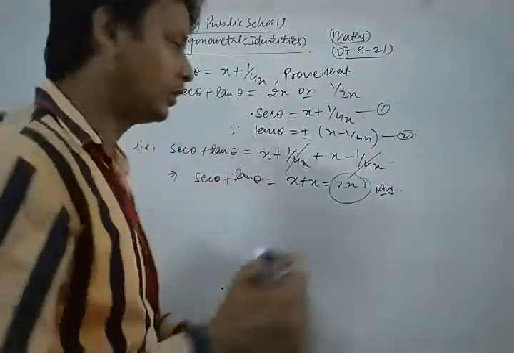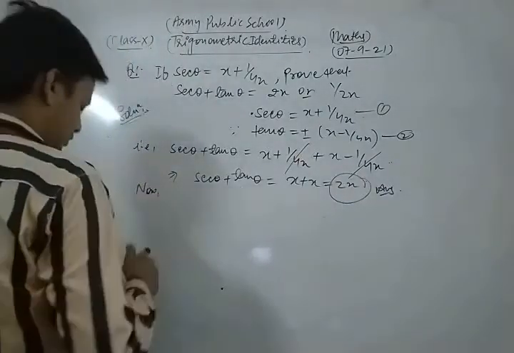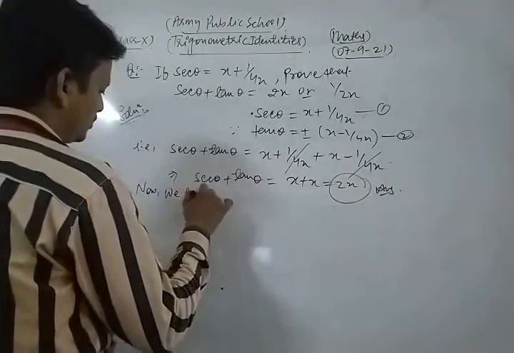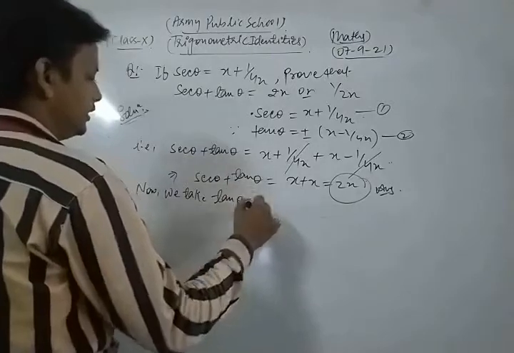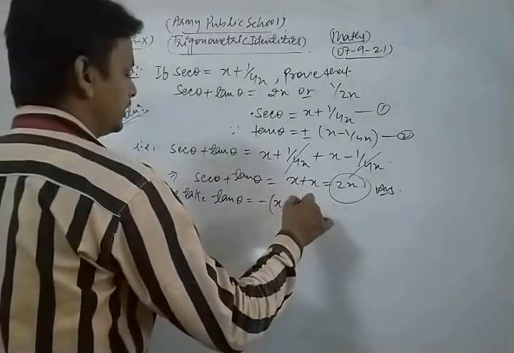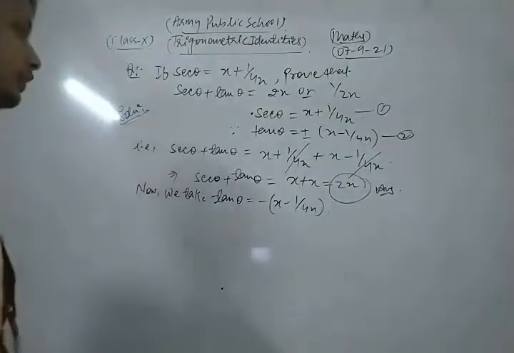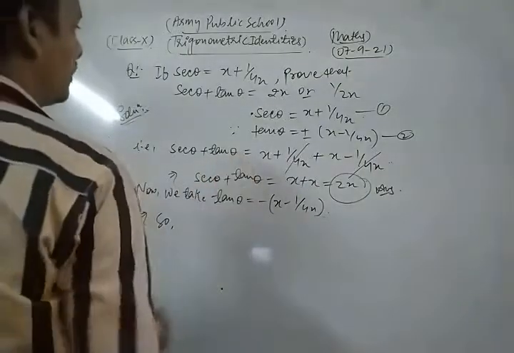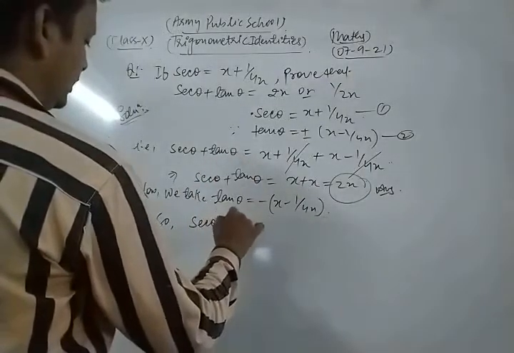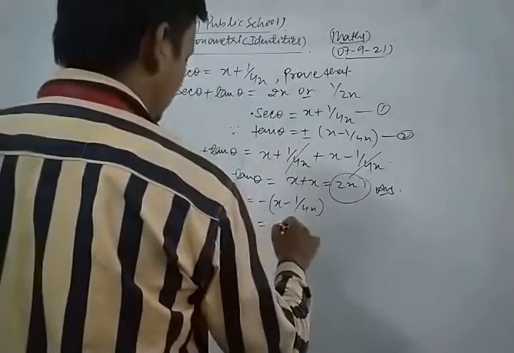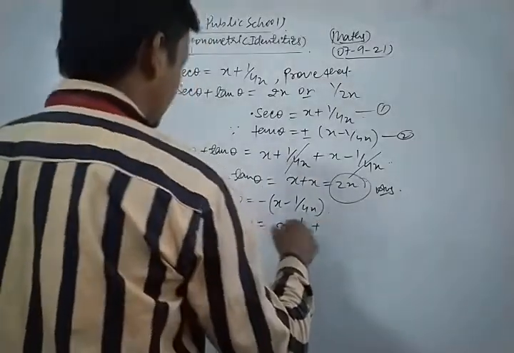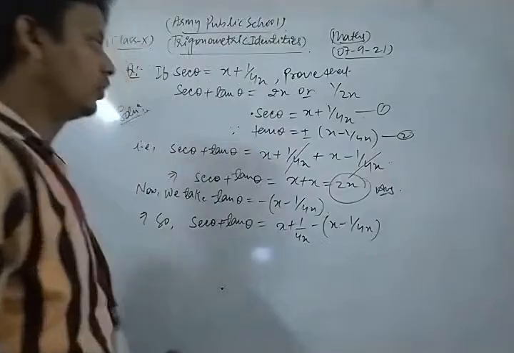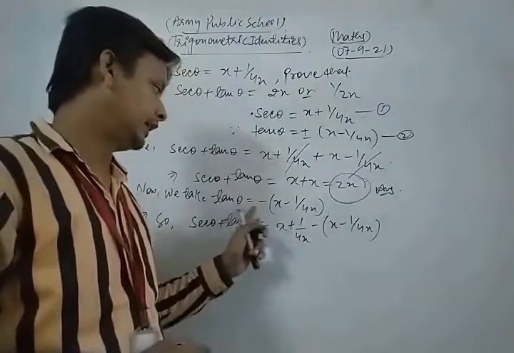Now we take the negative value. We take tan theta is equal to minus (x minus 1) upon 4x. Now with this, the value of sec theta plus tan theta is equal to: sec theta is (x plus 1) upon 4x, plus minus (x minus 1) upon 4x, because this time we take the value of tan as negative.